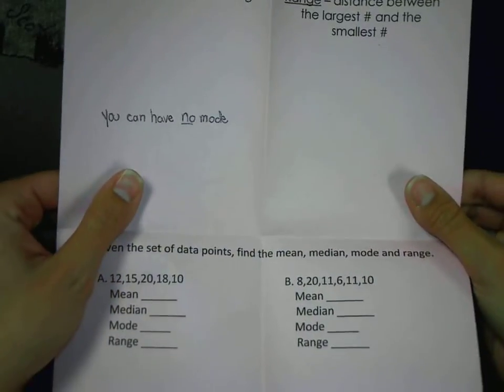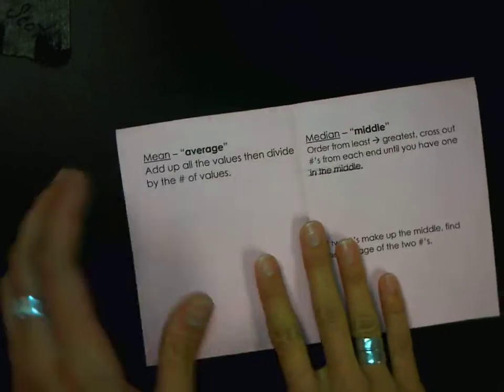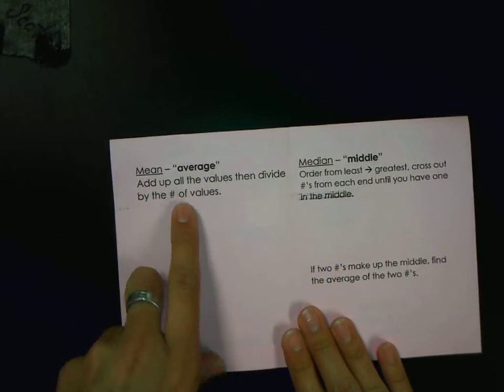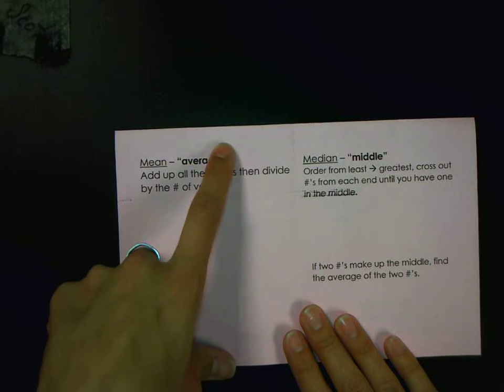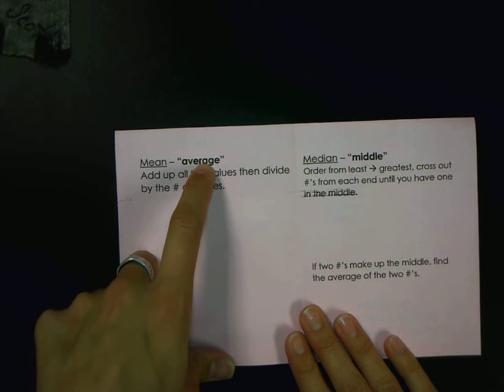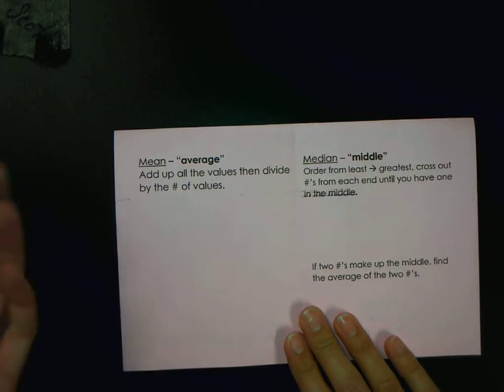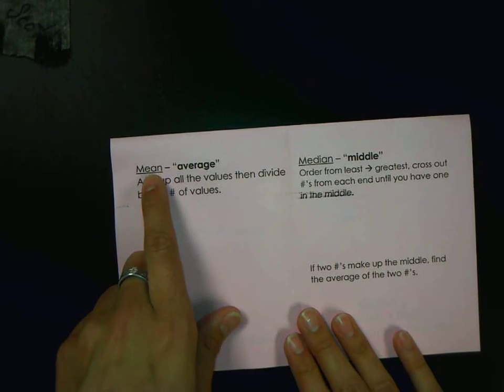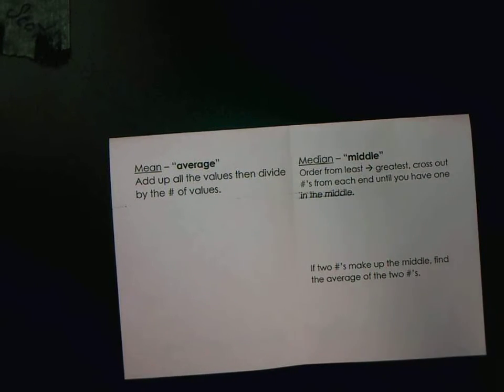The mean we call the average. You will hear average a lot. When they ask you to find the average of a set of numbers, they're just asking you to find the mean. So when they ask you to find the average, they're asking you to add up all the values, then divide by the number of values. You're like, okay, now what?